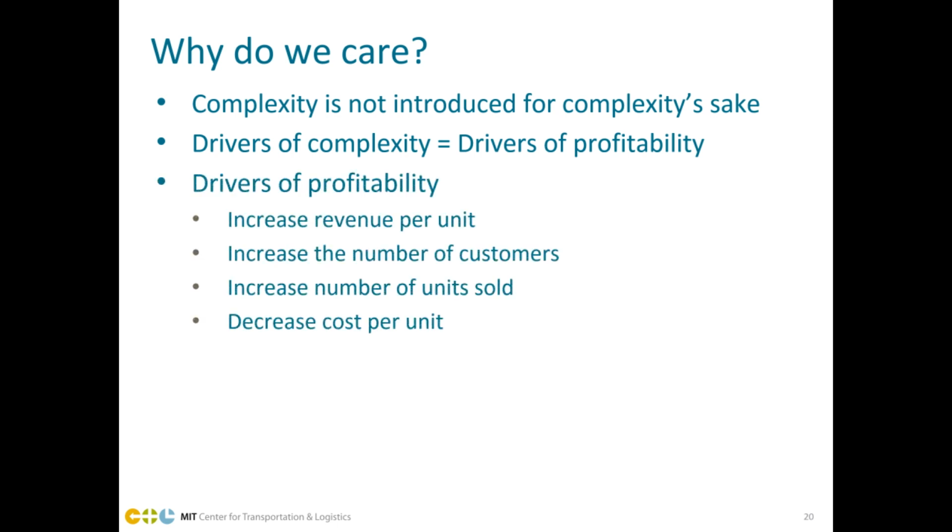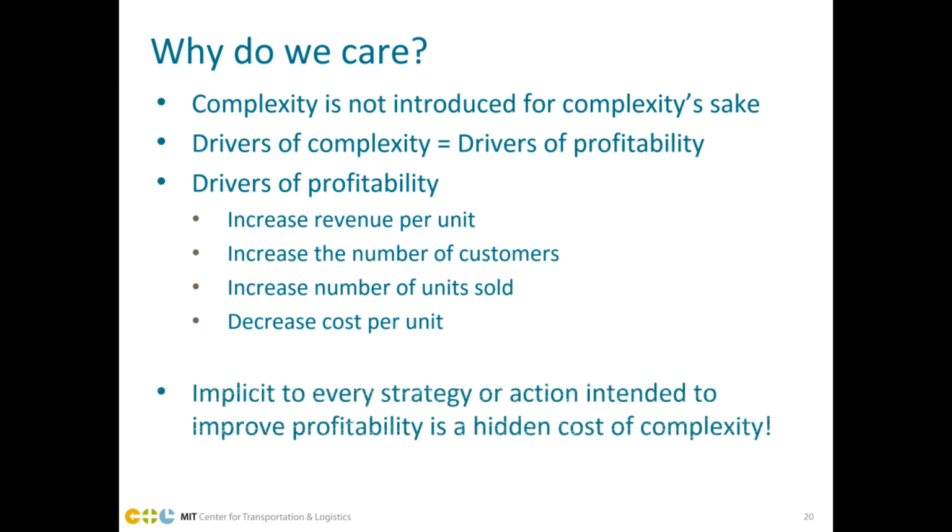So let's look at the drivers of profitability. On a very simplistic basis, if I want to increase my profitability, I can do it in 4 ways. I can increase the amount of money I get per unit. I can increase the number of people buying it, the market share. I can increase the number of units sold. That could be the number of units per each customer. Or I could decrease the cost per unit. So what we're saying here is, implicit to every strategy or action intended to improve the profitability, there is some hidden cost here for complexity. And what we want to make sure is that you capture this, you're cognizant of it, and you're aware of it. And then we'll talk about what you can do to deal with it.